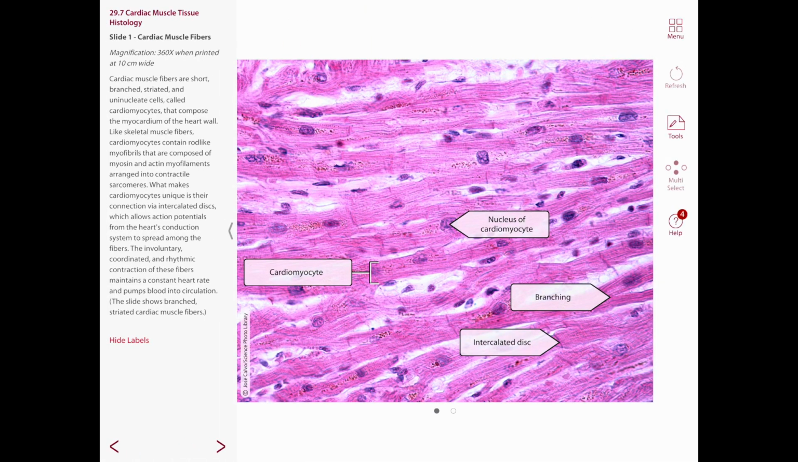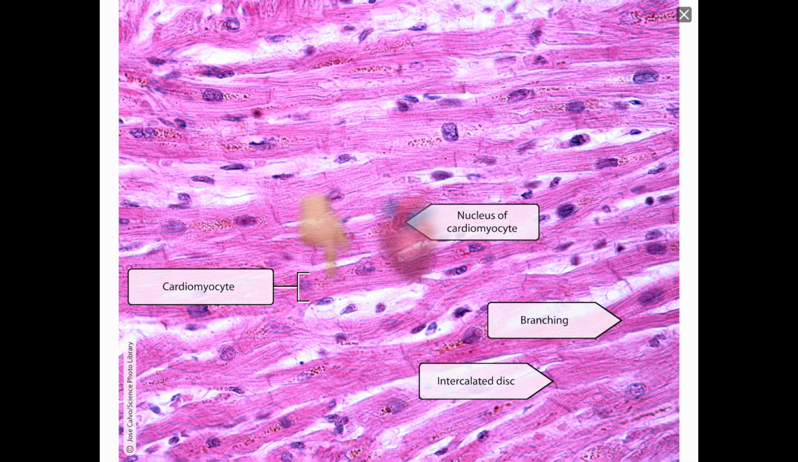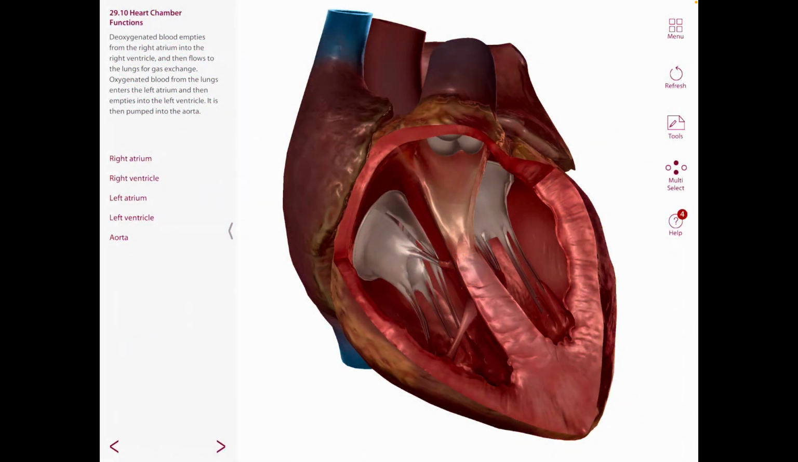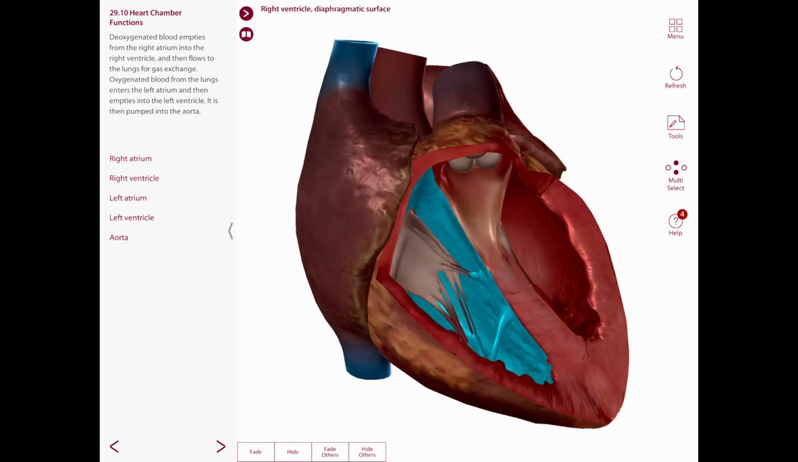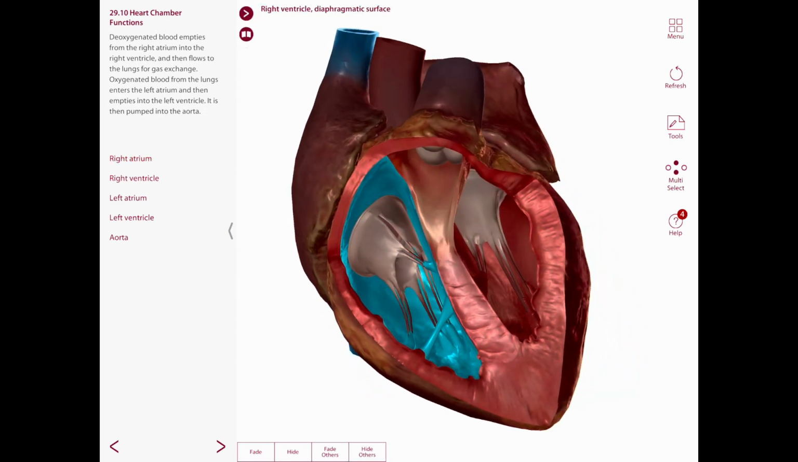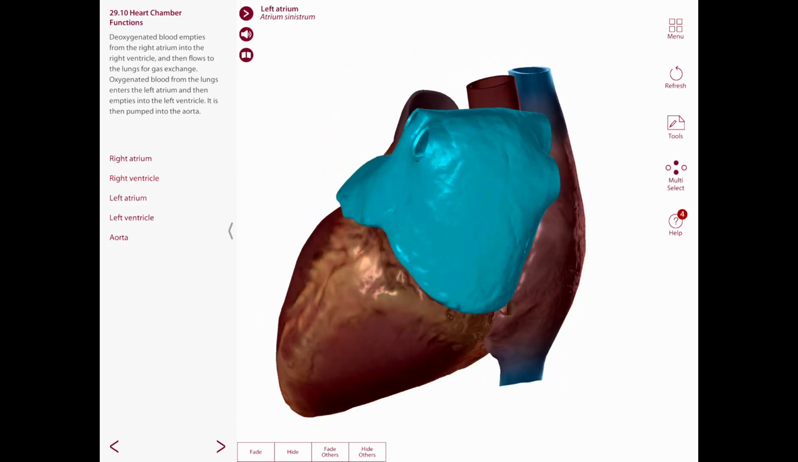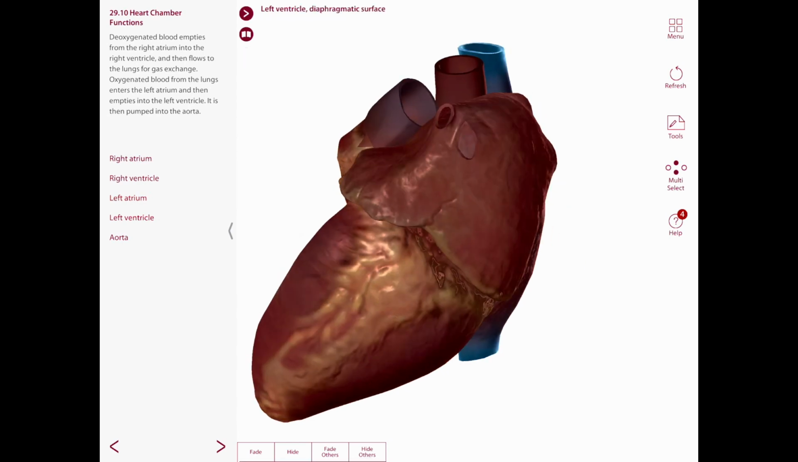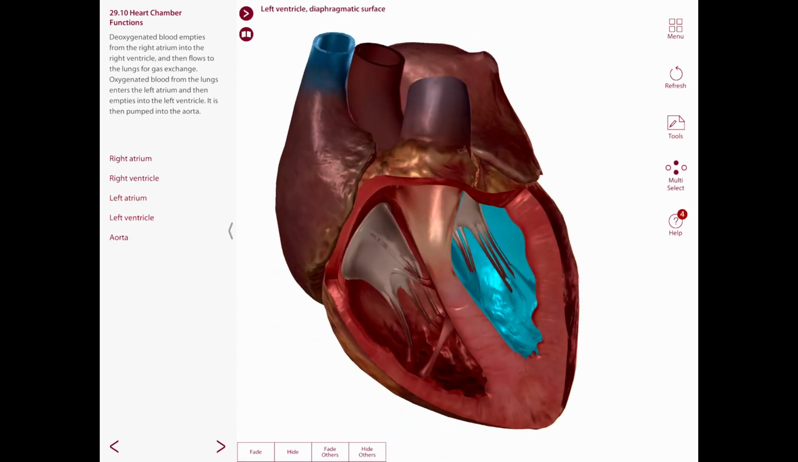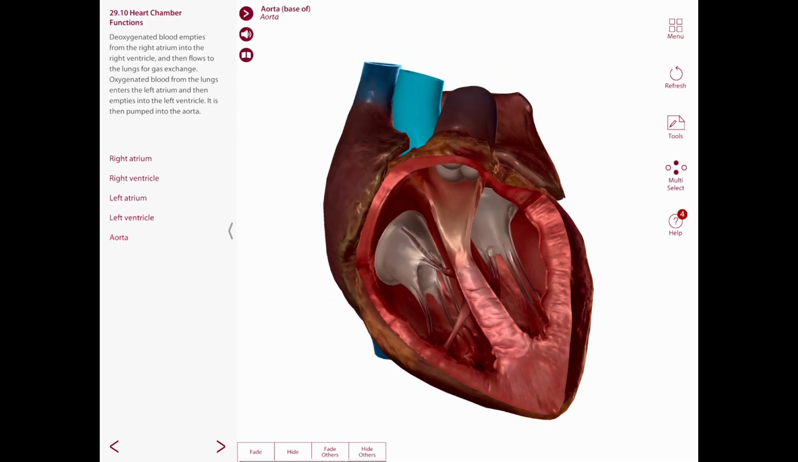As you can see here, this is the cardiac muscle tissue where you can observe the cardiomyocytes, the nucleus of each cardiomyocyte, and the branching and intercalated discs. The heart pushes blood to every organ, including itself. So deoxygenated blood empties from the right atrium into the right ventricle, and then it flows to the lungs for gas exchange. Then oxygenated blood from the lungs enters the left atrium, and then it empties into the left ventricle. And so from there, it is going to be pumped into the aorta towards the body.